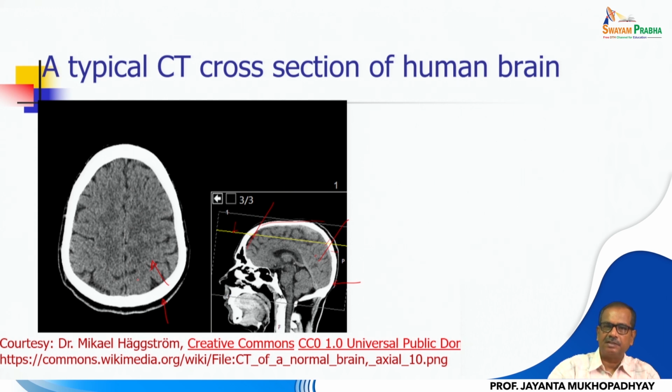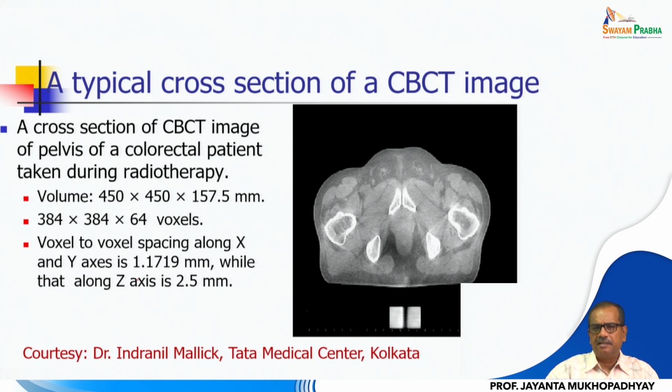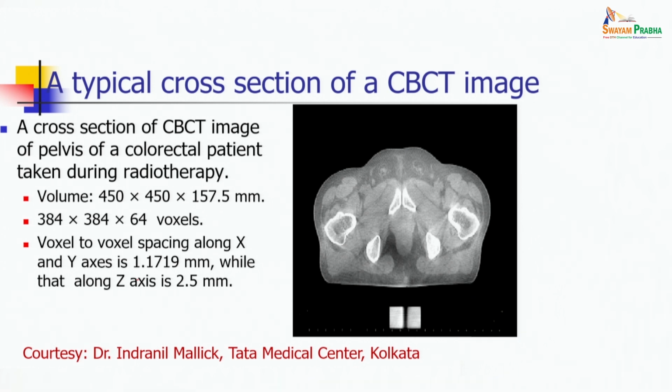That is how the CT cross sections are taken. Just for your information, it is a CT cross section of an 18-year-old male with no injuries, presented in the axial plane with 4 millimeter slice thickness. And another example, a typical example for a CBCT image.